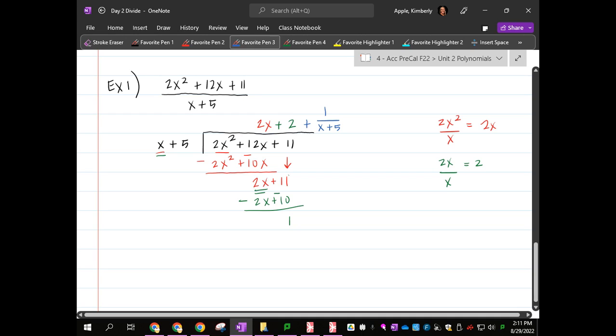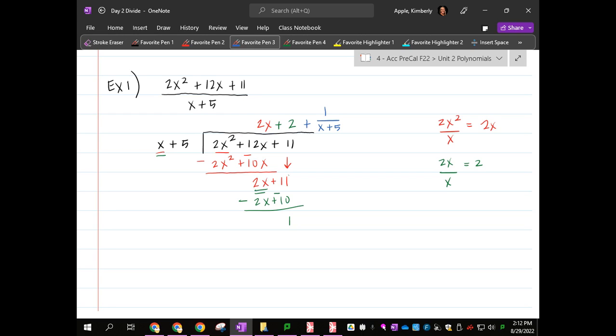Remember, my last step is to bring down, and the next thing in line is the 11. Now I have a new starting point. That's what the green is for. Now I'm going to start over. I go back to the top of the list and I divide the first into the first. What is 2x divided by x? Well, that's just 2. That goes here because a number goes on top of another number. This is an organization thing.